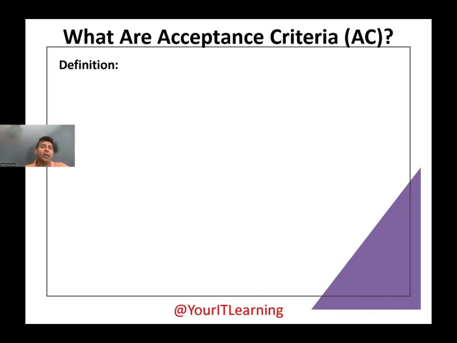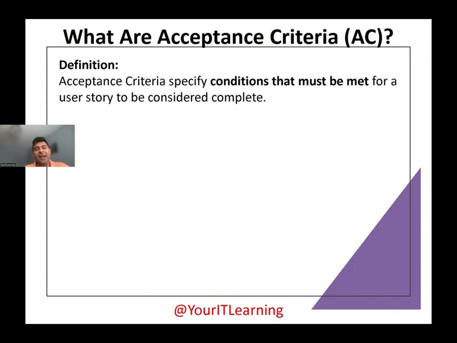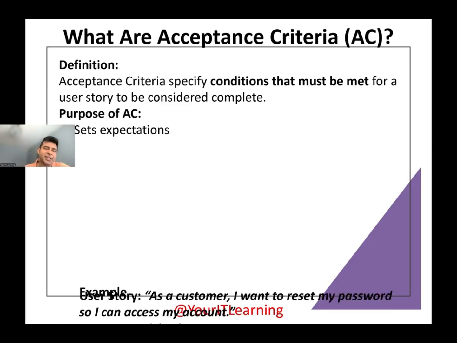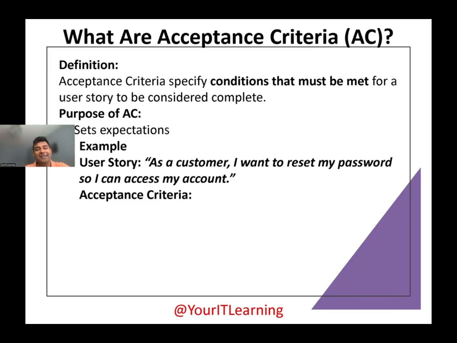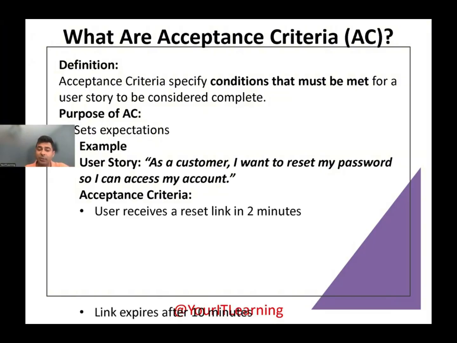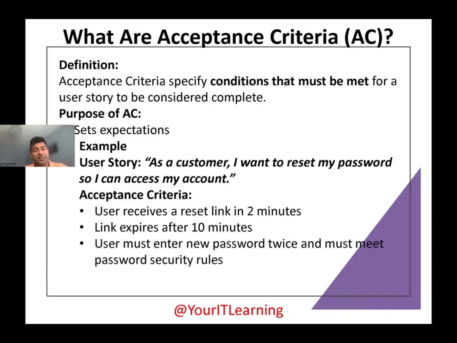Now let's talk about what are acceptance criteria. Acceptance criteria specify conditions that must be met for a user story to be considered complete. Purpose of acceptance criteria: set expectations. For example, as a customer, I want to reset my password so I can access my account. The acceptance criteria will be: user receives a reset link in 2 minutes, link expires after 10 minutes, user must enter new password twice and must meet password security rules when changing the password.